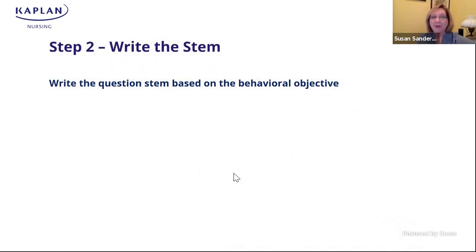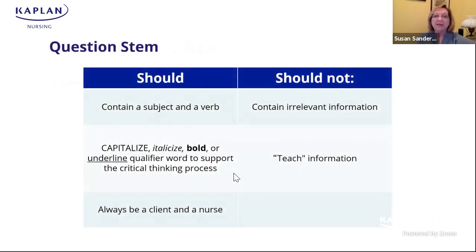The second step in writing an item is to write the stem. Writing this question stem based on the behavioral objective. And here's some hints about how the stem should be written and should not be written. Currently, the National Council does capitalize, italicize, bold the qualifying words. There should always be a client and a nurse, and they do use client now instead of patient. Some of us that are older, we flip back and forth between client and patient a lot. And the stem should contain a subject and a verb. I'm not going to read all of this to you, but just know that these are best practices in writing items.